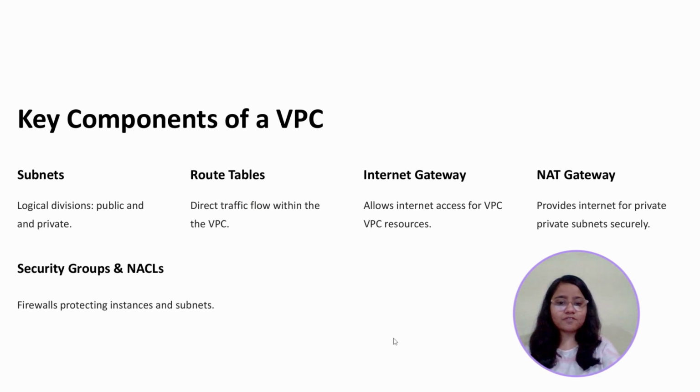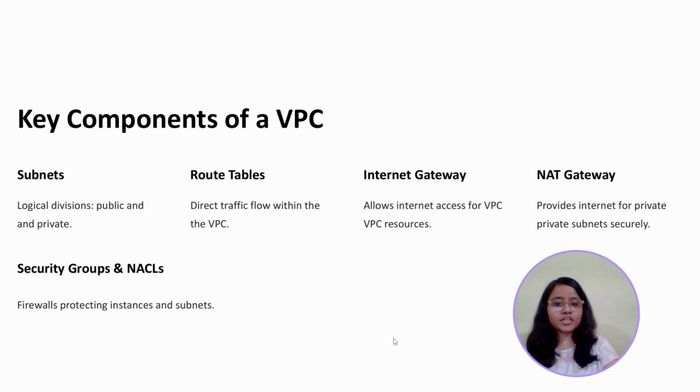Fourth one is the NAT gateway. This component enables instances in a private subnet to initiate outbound connections to the internet, for example, downloading software updates, while still remaining unreachable from the outside world. It acts as a proxy in a public subnet, handling all the internet-bound traffic from your private subnet instances. But keep in mind, a NAT gateway charges you.